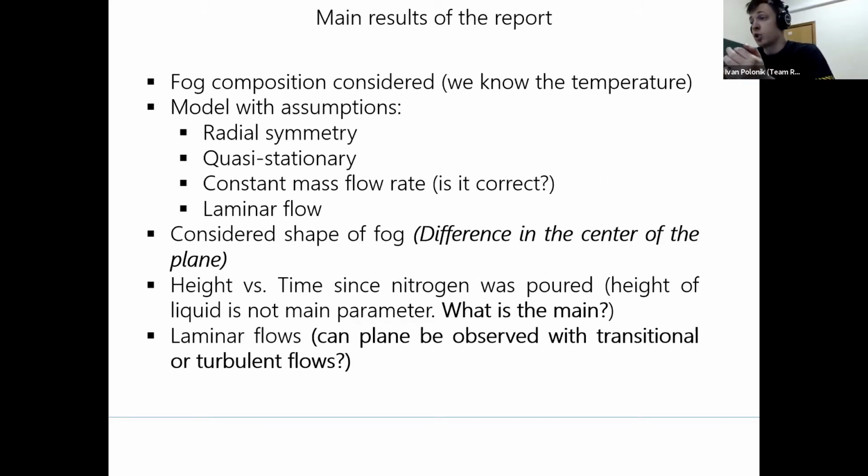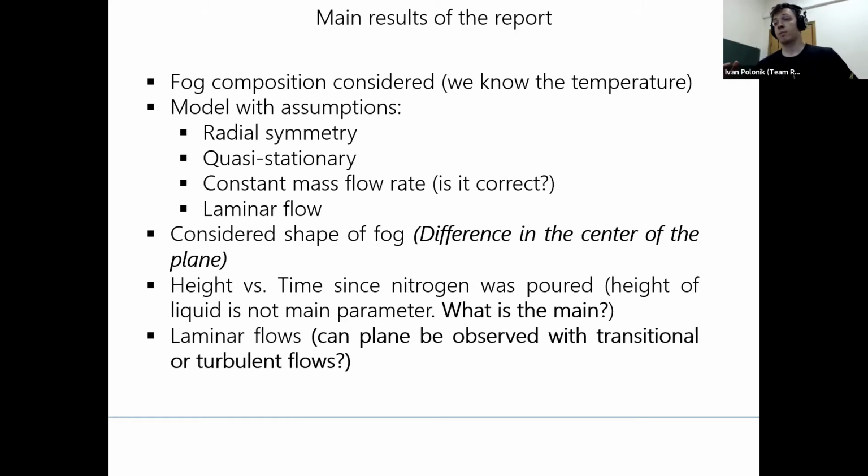Also, he showed us a model of this phenomenon in case of radial symmetry. So we agree with this assumption. Also, we think that the quasi-stationary assumption is correct, but not in the whole range of parameters which you can have in this problem.